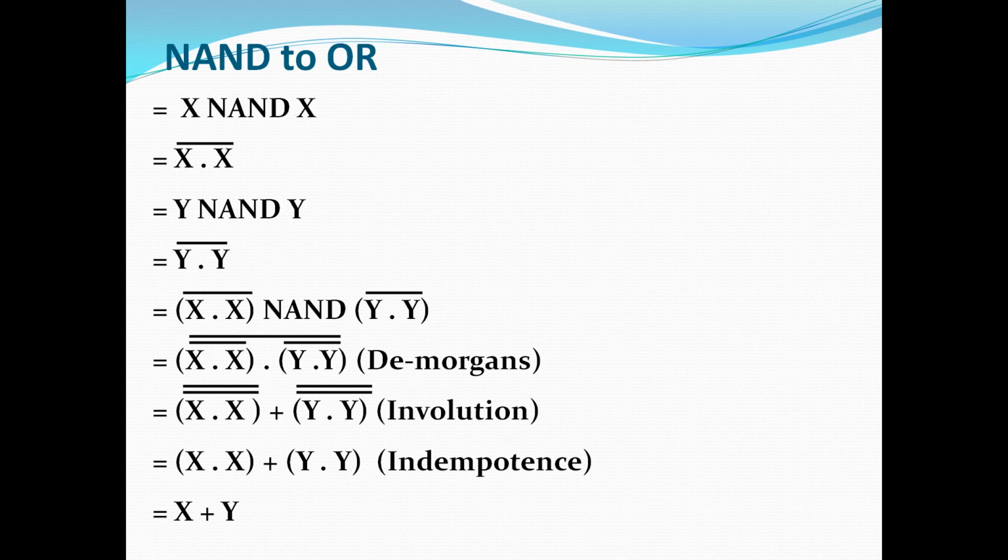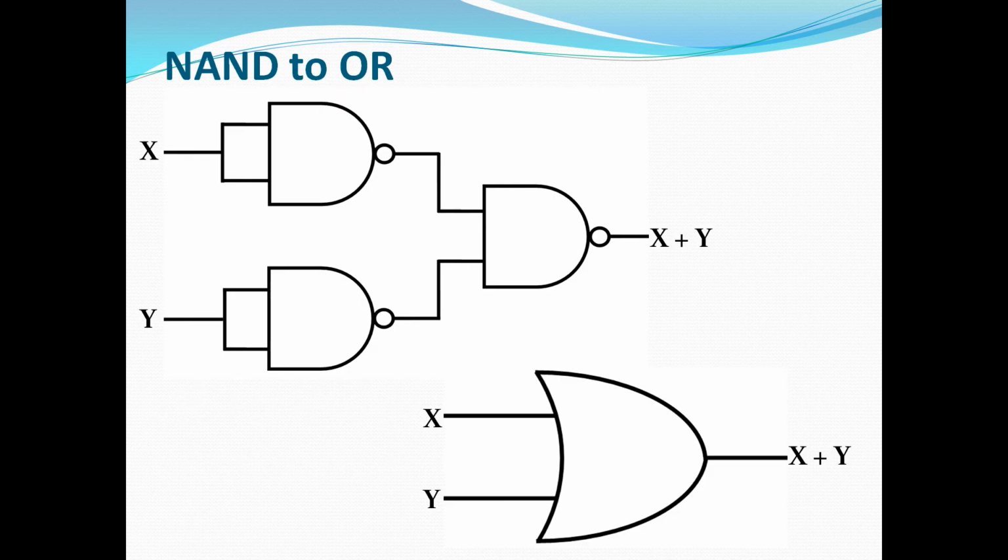See, the output is equal to the OR operation. OR operation output is x plus y. So like that we can implement the OR operation using the NAND. Here is the figure. There are two figures, first figure and second figure. The second figure shows the OR gate. Two inputs are there, x and y, and output will be x plus y.